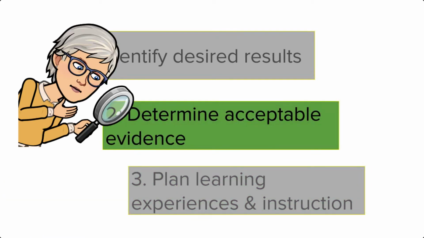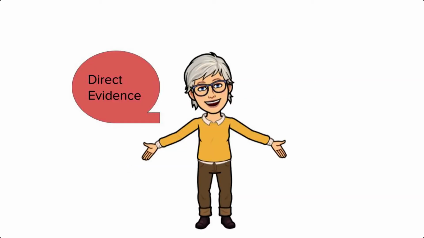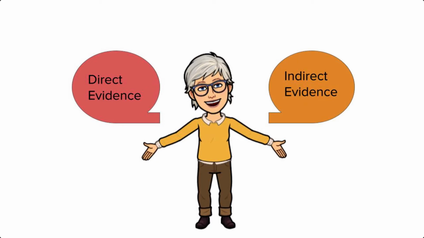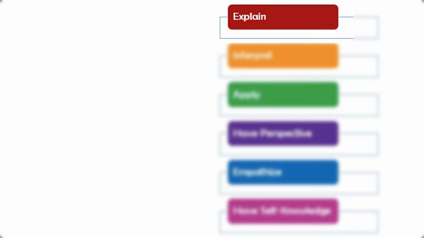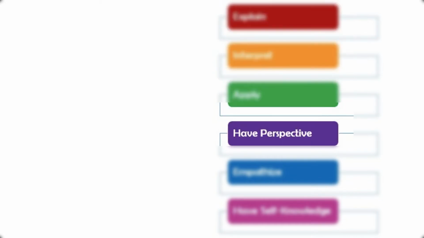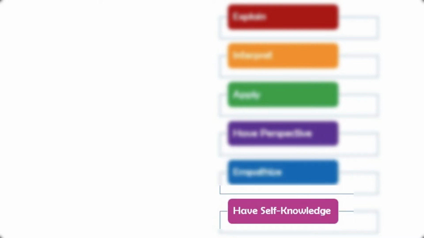Today, we're going to focus specifically on determining acceptable evidence. So we're asking questions about what kind of performance or product is going to show real evidence of meaning making and transfer for the students. And what about additional evidence that we might collect that's going to help us with those desired results? And those assessments need to meet one of these facets of understanding: ability to explain, interpret, apply and adjust, have perspective, show empathy, or self-knowledge.